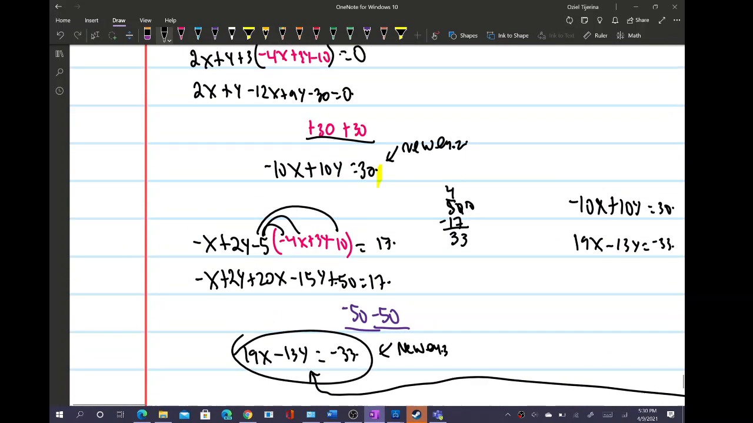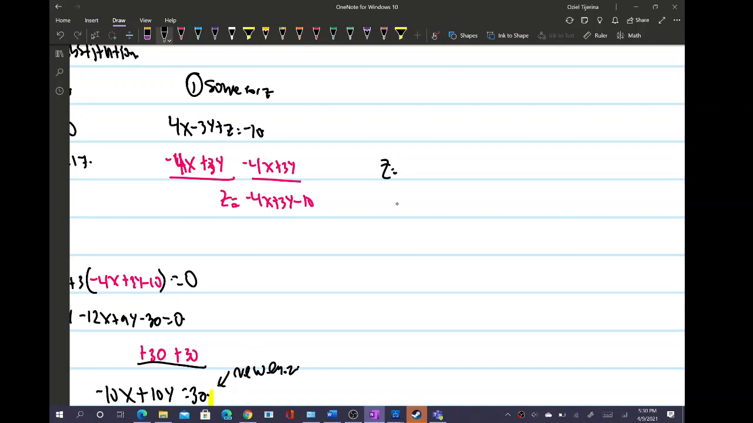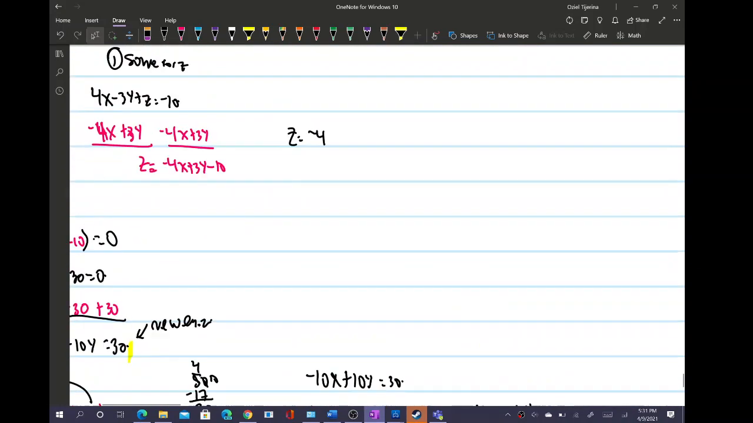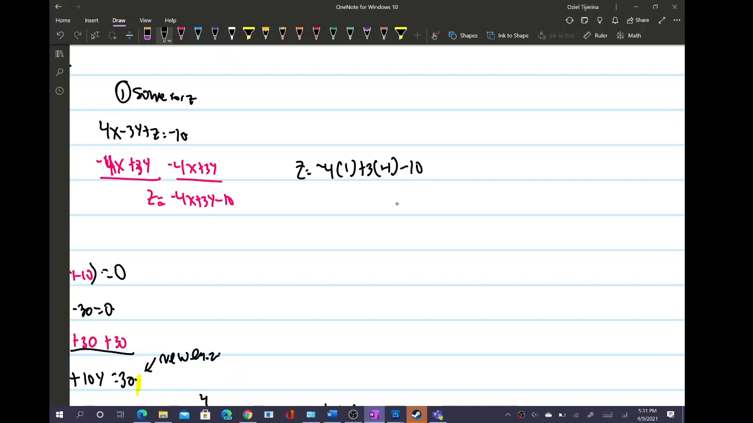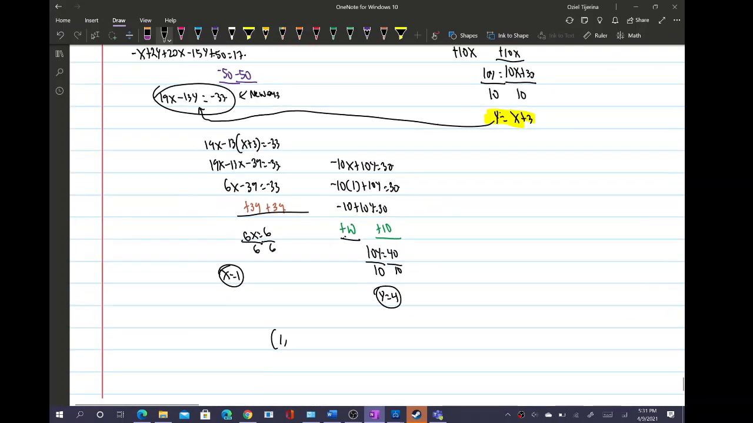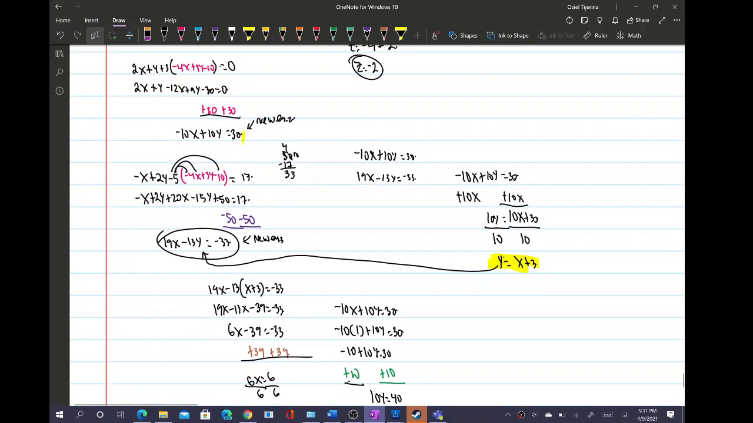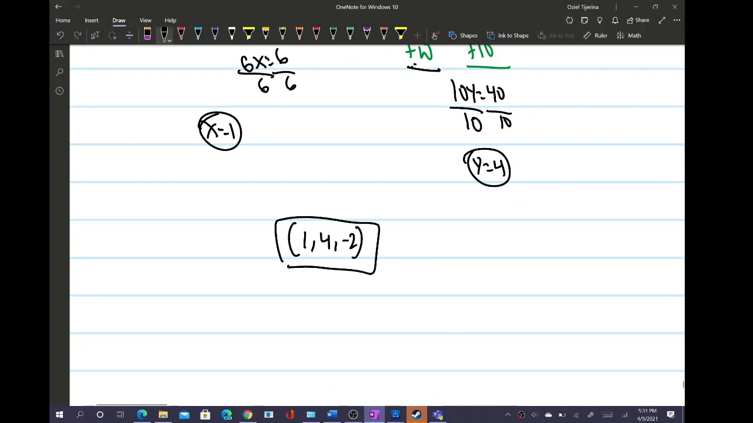And now, since you have x and y, you can solve for z by putting it back into this equation. So your z equation, you have z equals negative 4 times 1 plus 3 times 4 minus 10, so you have z equals negative 4 plus 12 minus 10, z equals negative 4 plus, and then 12 minus 10 is 2, so z equals negative 2. So your solution ends up being 1, 4, and negative 2. Okay, and that would be your solution.